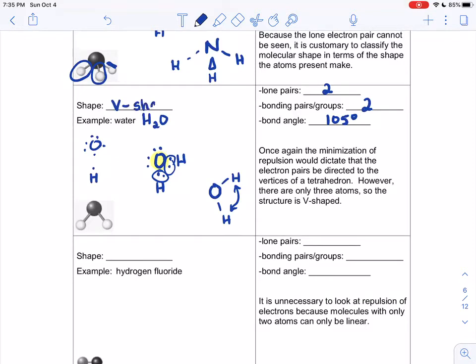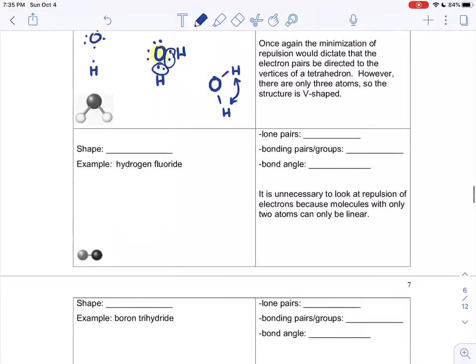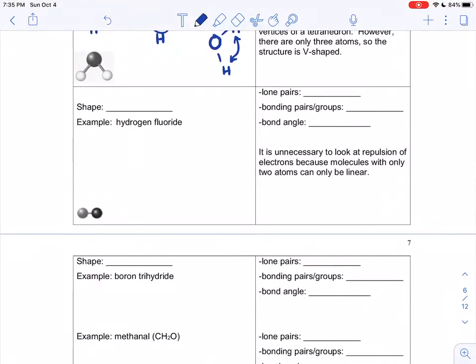And this shape has two possible names. I tend to call it V-shaped. And the other one that it's called is bent. So this one has two different names. Whenever you draw an electron diagram of a molecule and it's got two lone pairs and two bonding groups, this is going to be V-shaped. All right, our next one. This is the easiest one of all. This is basically hydrogen fluoride.